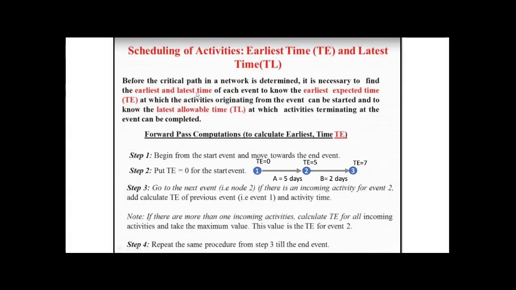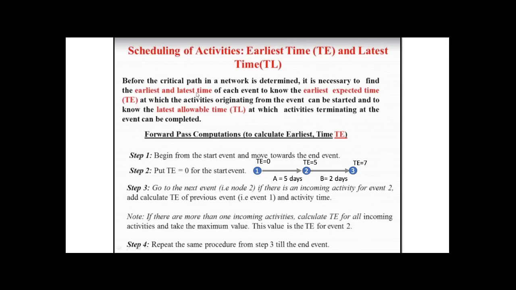Now, for the scheduling of activities, we have the so-called earliest time, or the TE, and the latest time, or the TL. So before you can determine the critical path in a network, it is necessary for us to find the TE, or the earliest time, and the latest time, or TL. Okay, so in each event, we have to identify the TE and the TL.